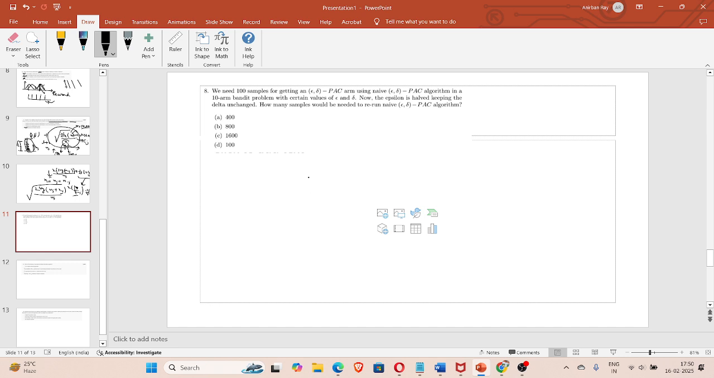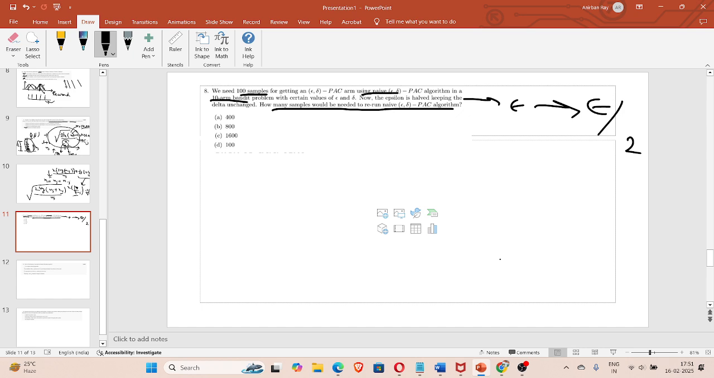So the point is that we're using the naive PAC approach in a 10 arm bandit problem, so there are 10 arms. We need 100 samples for getting this. How many samples would be needed if we rerun the naive approach when epsilon is halved, keeping delta unchanged? So epsilon was first epsilon, next it becomes epsilon by 2. Now how many samples would be required?